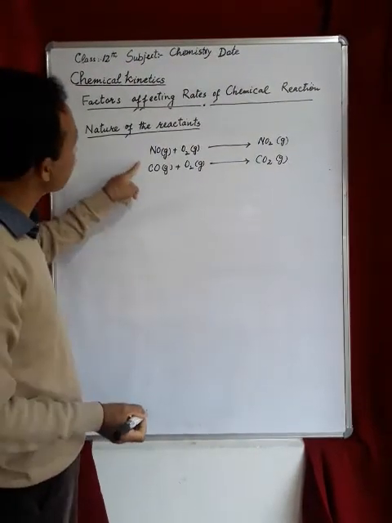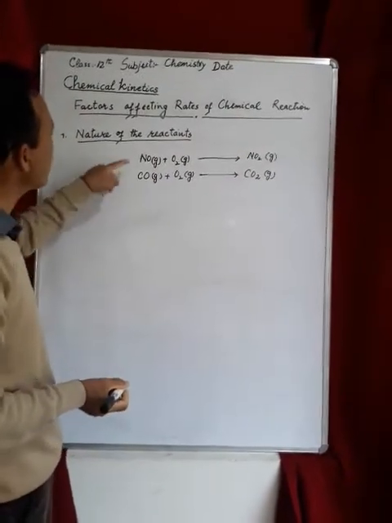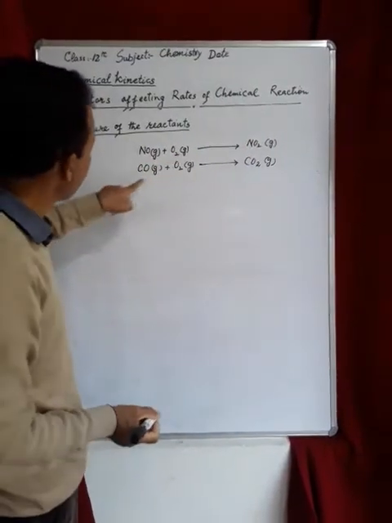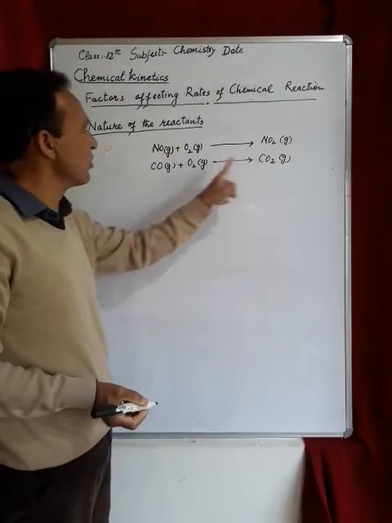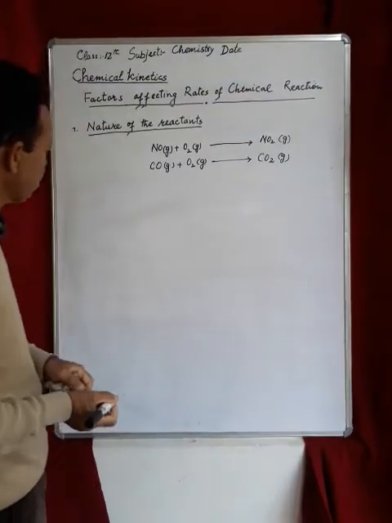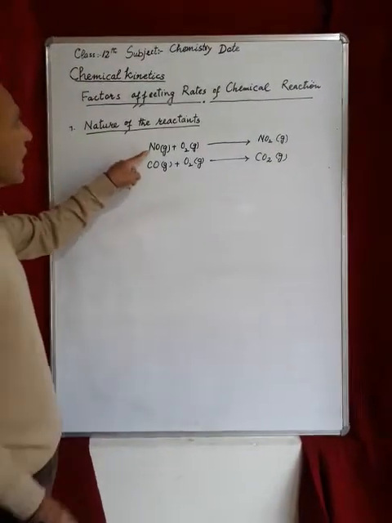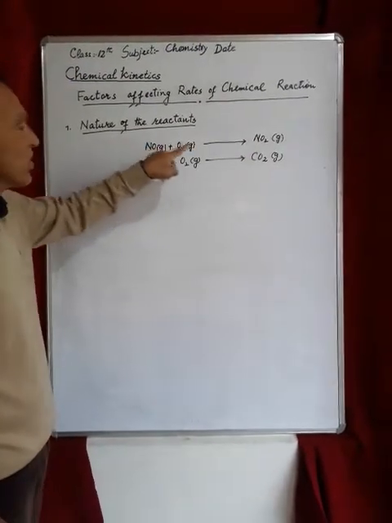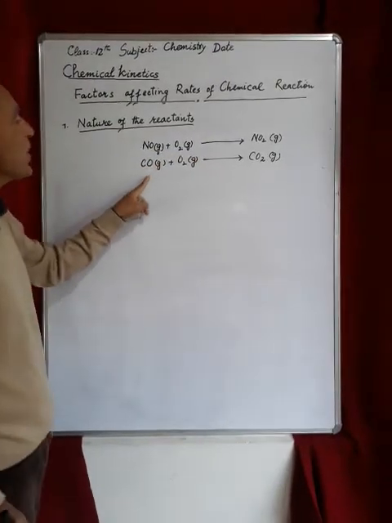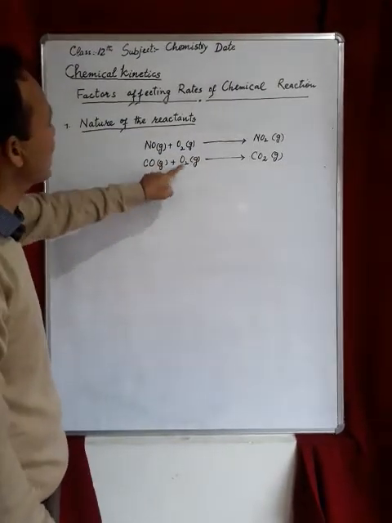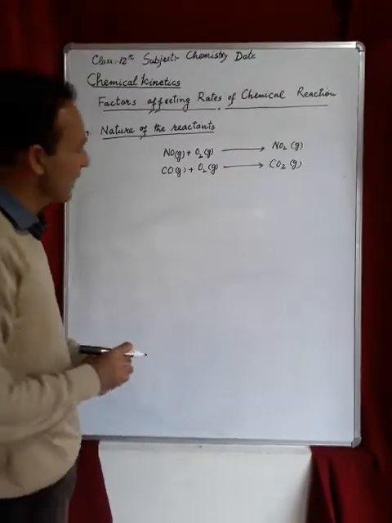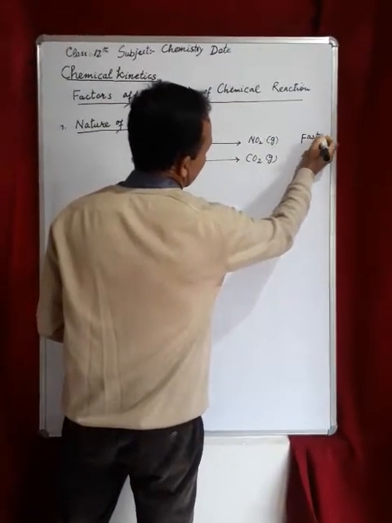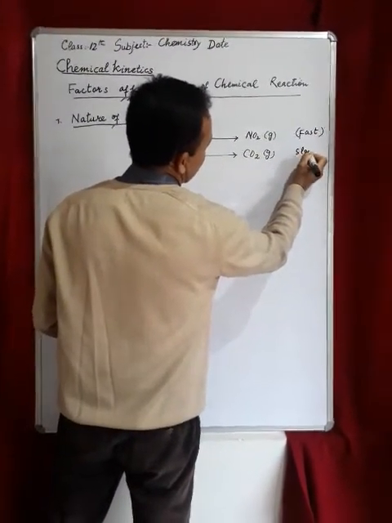The two reactions appear to be similar. This is nitric oxide, which upon reaction forms nitrogen dioxide, and carbon monoxide upon reaction with oxygen forms carbon dioxide. In the first reaction, the combustion of nitric oxide is fast as compared to the combustion of carbon monoxide. That means the first reaction is fast and the second reaction is slow.